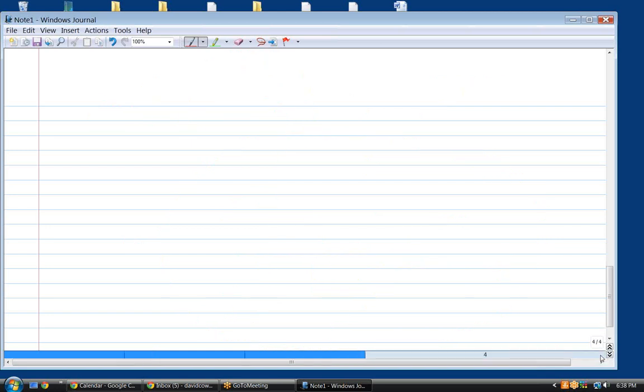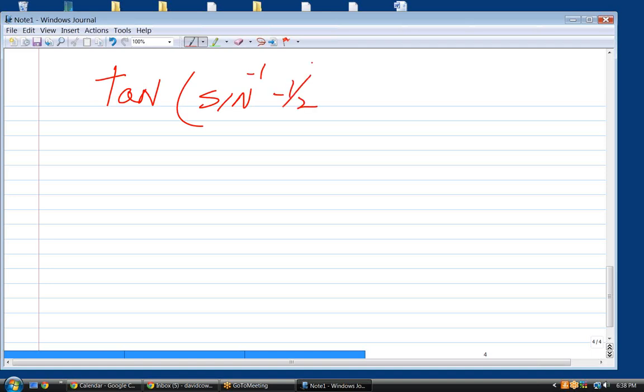Okay, what else? Tangent of the inverse sine of negative 1/2 minus the inverse tangent of 3 over 4. Like that? Okay. Well, always work from the inside out.